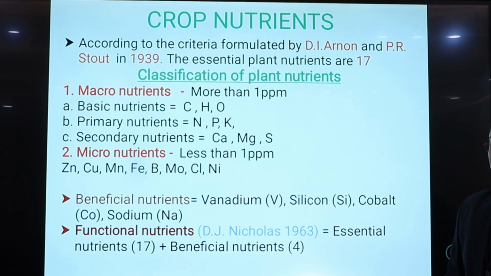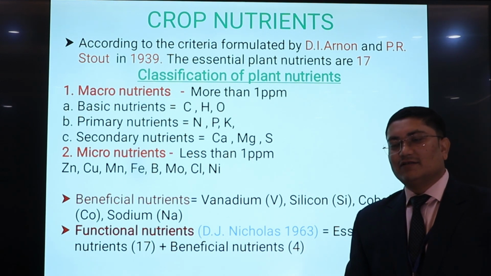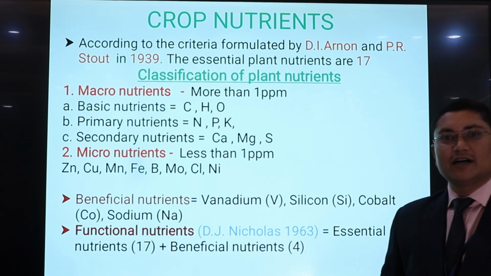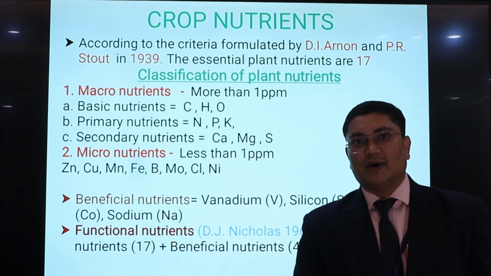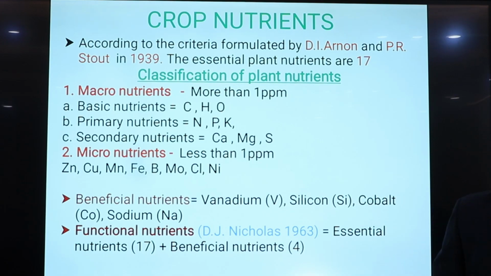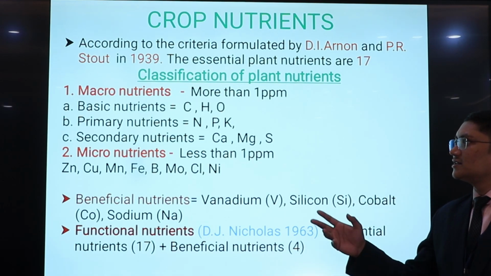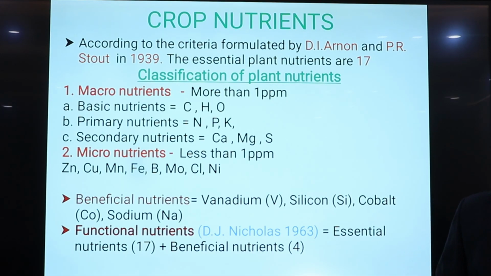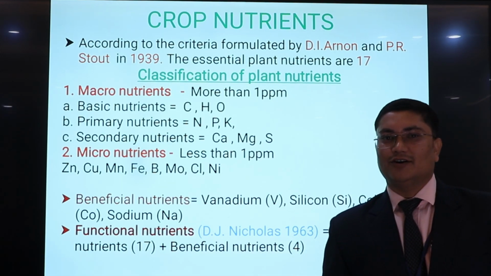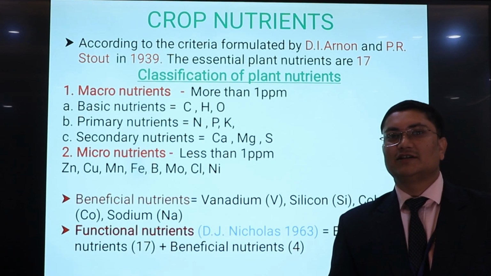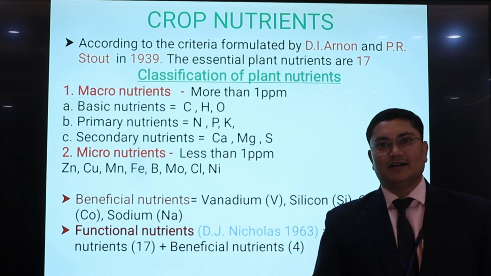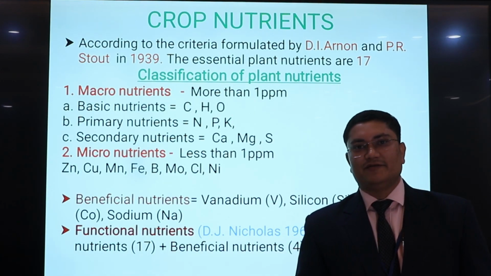So in 1939, Arnon and Stout discovered the criteria of essentiality and basically divided the nutrients into the categories macro and micro. Macro has three categories: basic nutrients, primary nutrients and secondary nutrients. Basic nutrients are carbon, hydrogen and oxygen. Plants generally get these from nature. We do not need to provide them artificially.